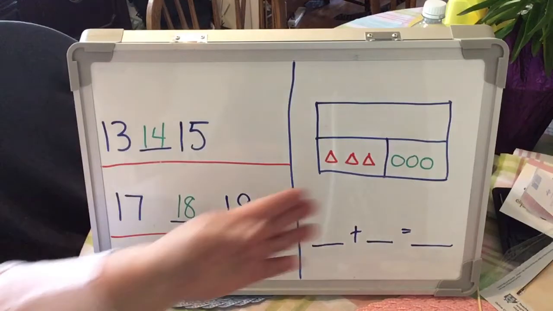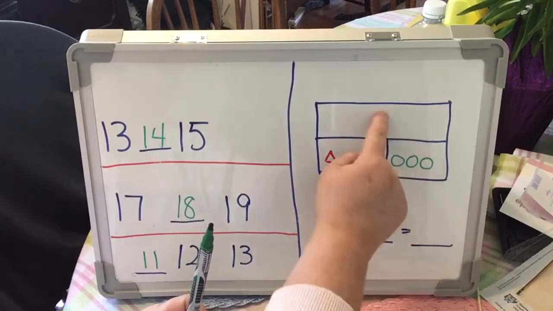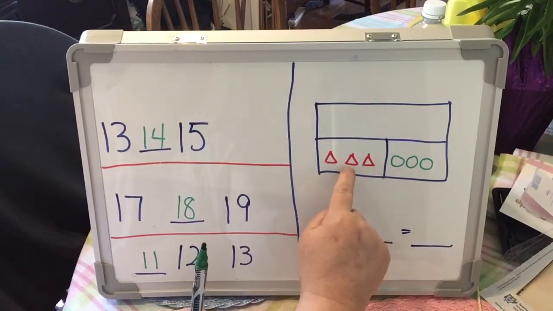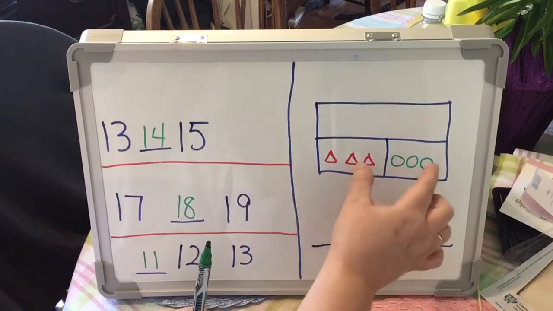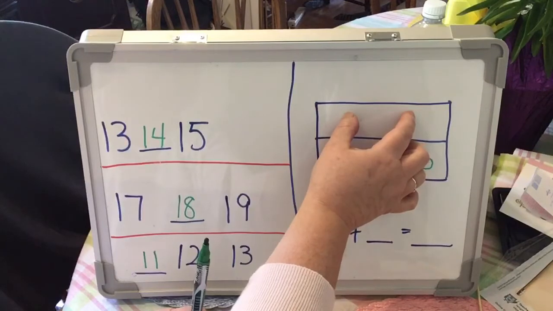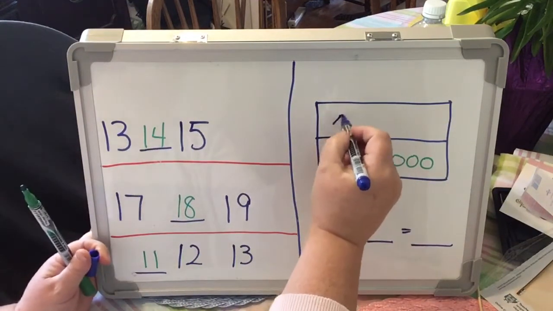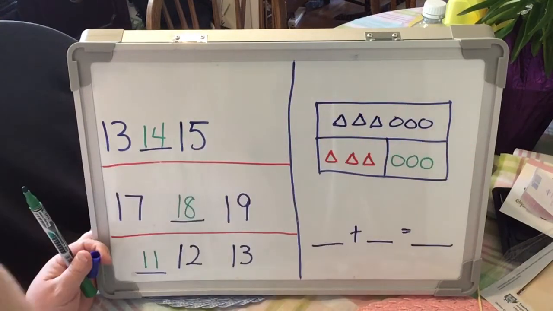Good. Okay, last week I introduced you to something called a part-part total diagram, and that's what this is, part-part total. And you see in my parts I have 3 triangles, 3 circles. If I were to move those all up into the top here, what would I have? So let's do a little quick drawing. I have triangle, triangle, triangle, circle, circle, circle.